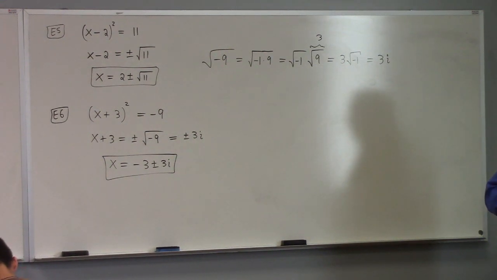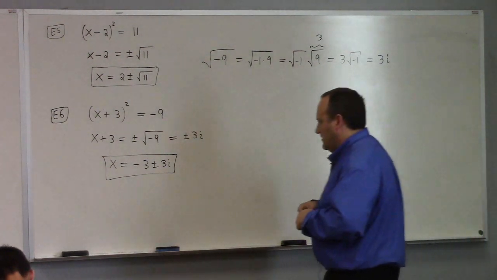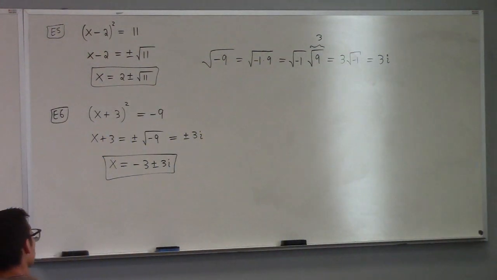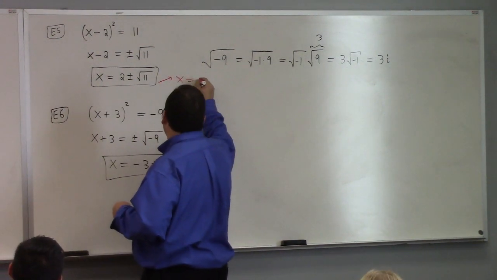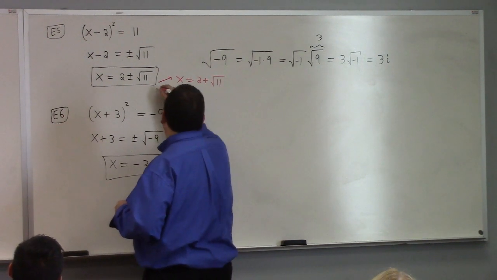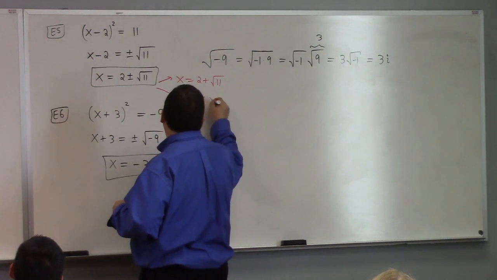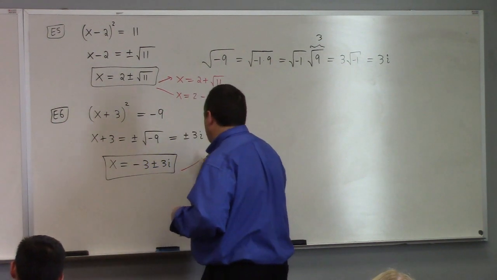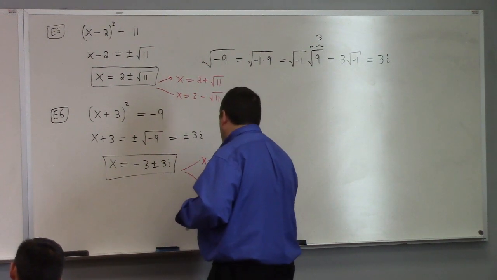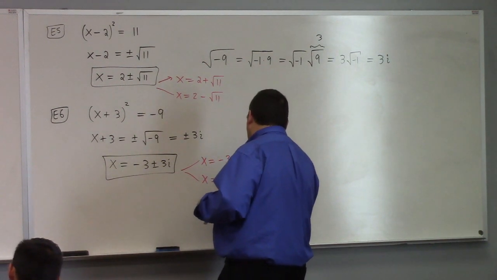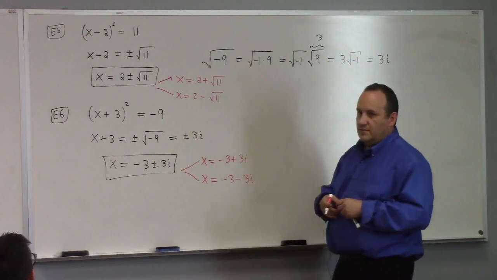Is there any reason you wouldn't write it separately with plus minus? Like here you split the plus minus into two answers. Not really, no. You could write it more if you wanted to. Certainly. We could express this also as x is equal to 2 plus the square root of 11, and x is equal to 2 minus the square root of 11. This one we could split into x equals -3 plus 3i, and x is equal to -3 minus 3i, and put a box. Is there a difference between those forms at all, or no?